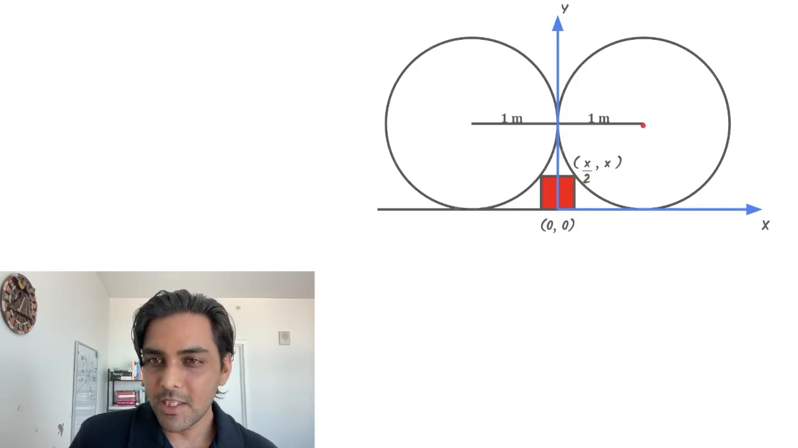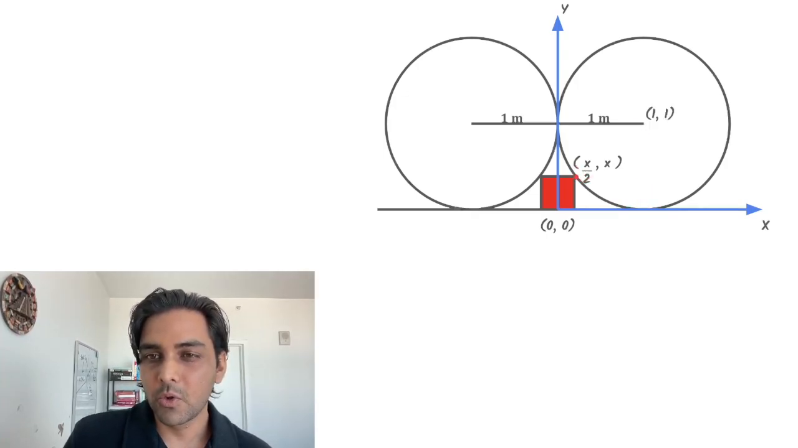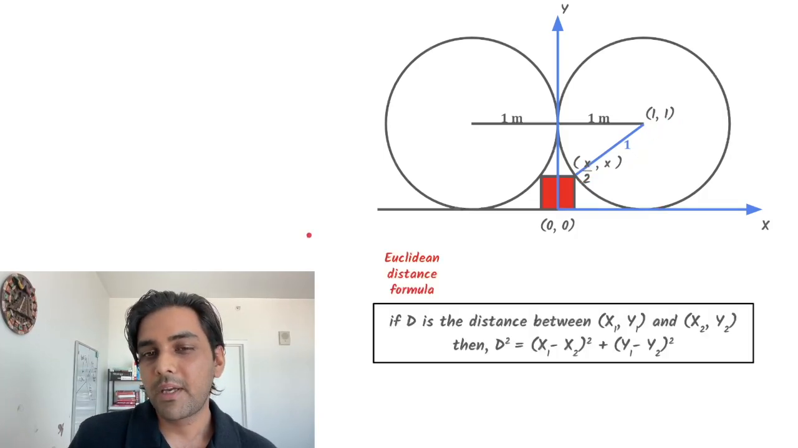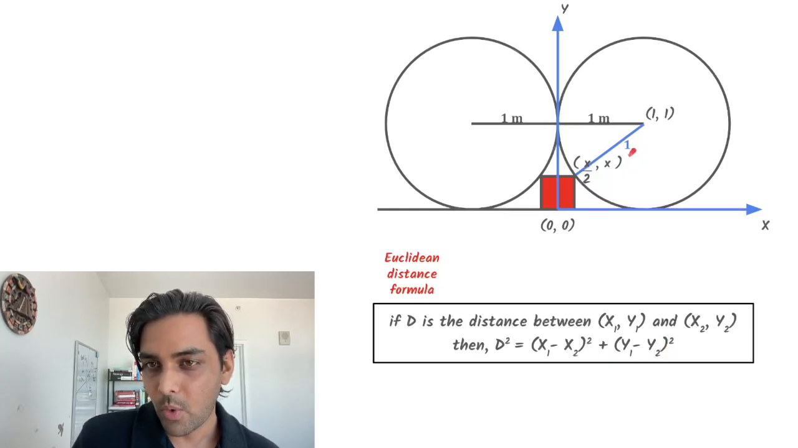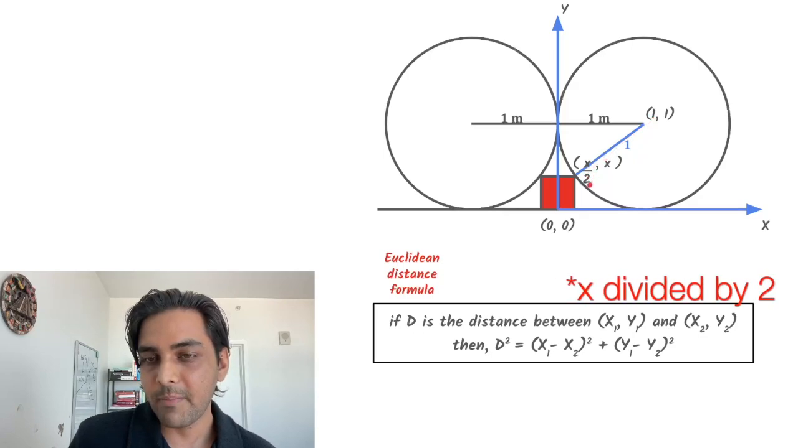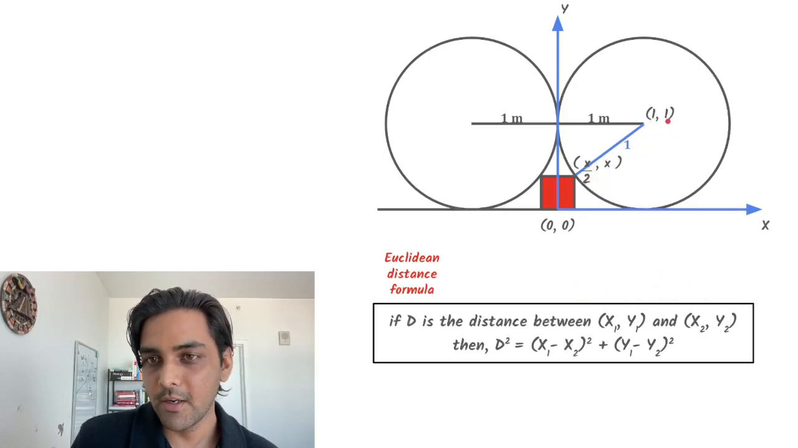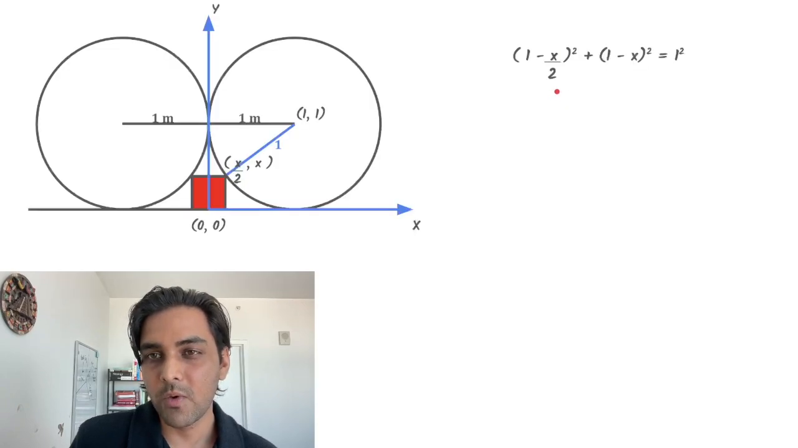And the coordinates of this point, which is the center of the right circle, are going to be 1 on the x-axis and also 1 on the y-axis. We also know that the line connecting these 2 points is the radius of the circle, and so its length is 1 meter. We can now apply the Euclidean distance formula, which says that if d is the distance between x1, y1 and x2, y2, then d squared equals x1 minus x2 whole squared plus y1 minus y2 whole squared. And that will give us 1 squared equals 1 minus x divided by 2 whole squared plus 1 minus x whole squared. Let's write that down and get solving.